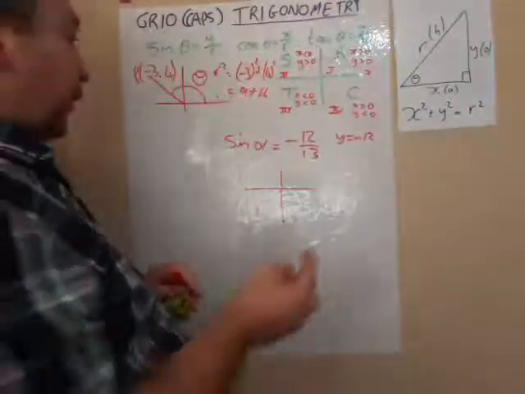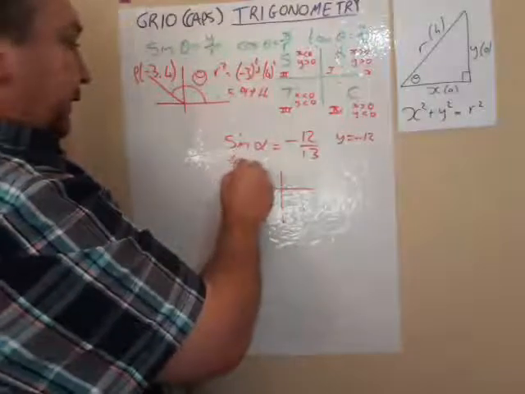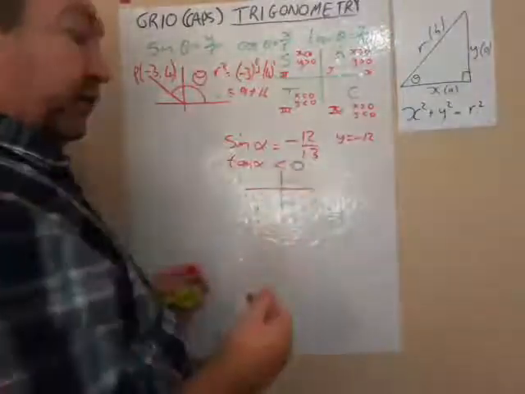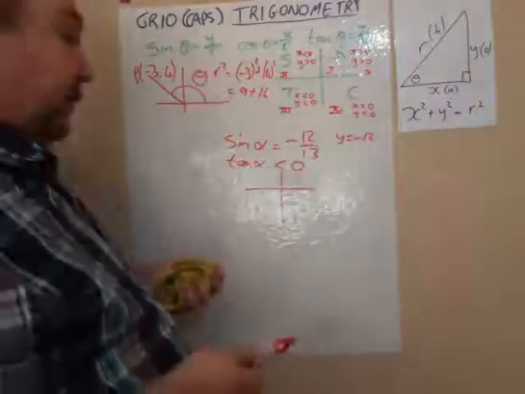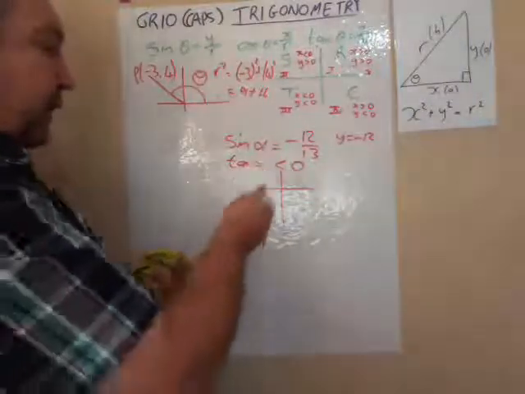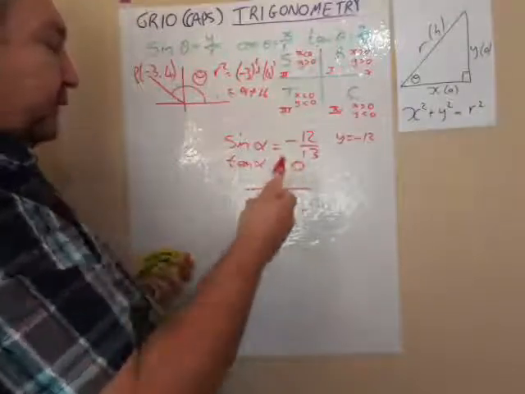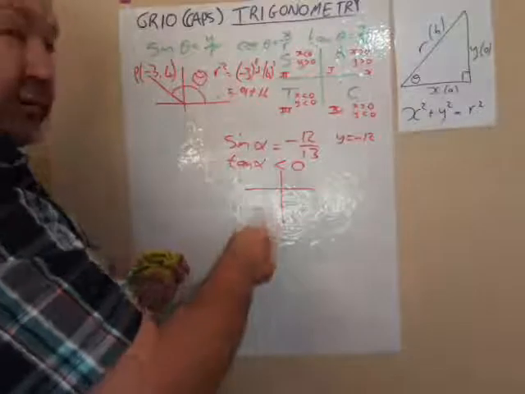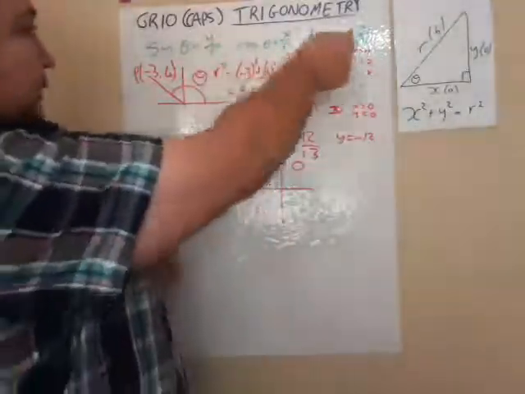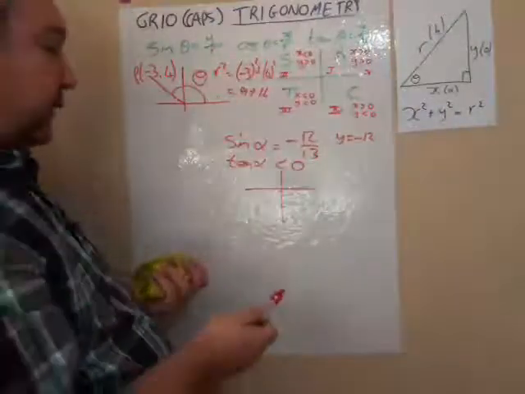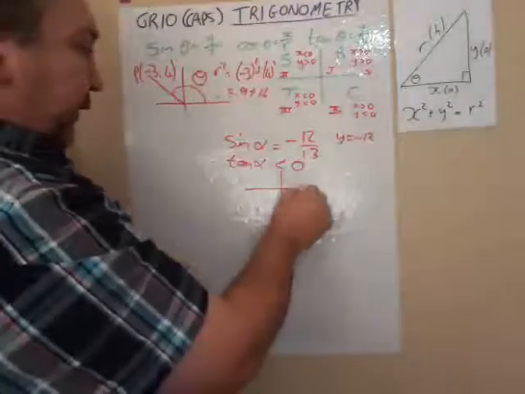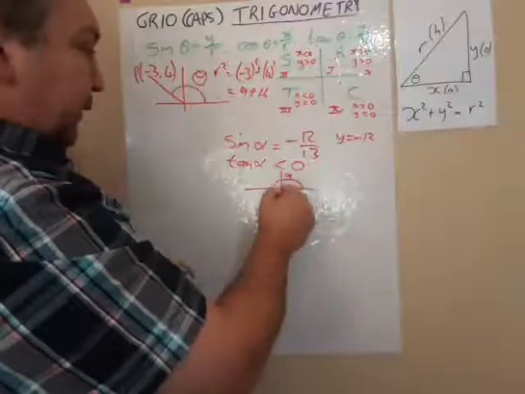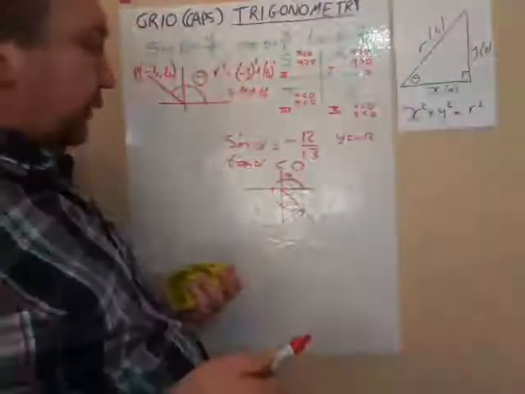Now we need another clue. The clue I'm going to give is tan of alpha is less than 0. That's all I'm saying, it's less than 0. So in the third quadrant, both x and y are negative, which means the ratio will be positive. So we have to be in the fourth quadrant. So alpha must be bigger than 270 degrees.